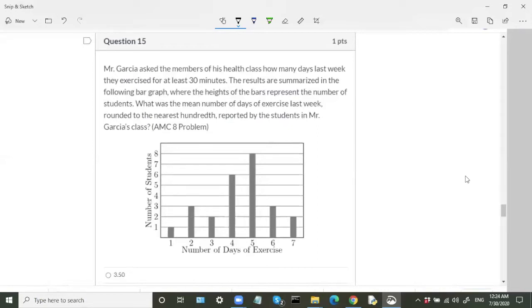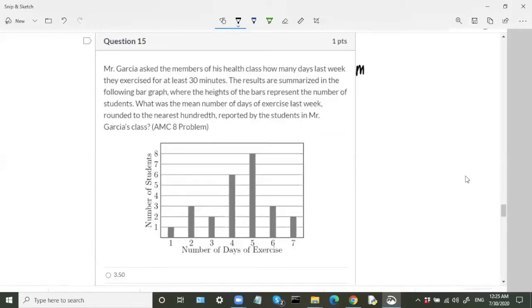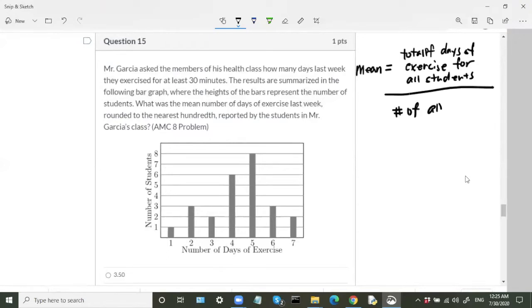Okay, so it looks like the 30 minutes is useless information. We just need to focus on the days of exercise. We need to calculate the mean number. So let's recall, mean here is equal to the total days of exercise for all students divided by the number of all students, right? So let's calculate the total days of exercise for all students.